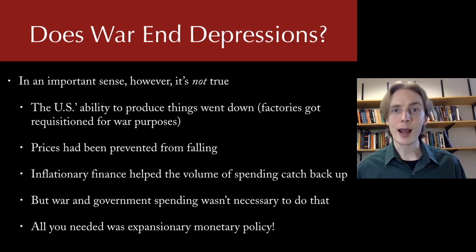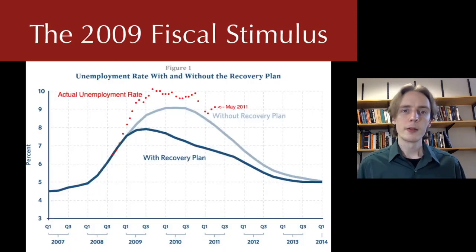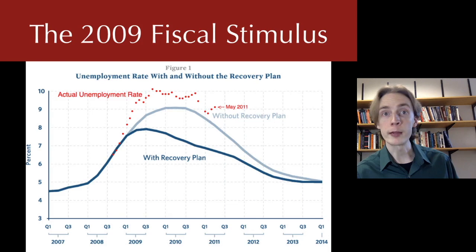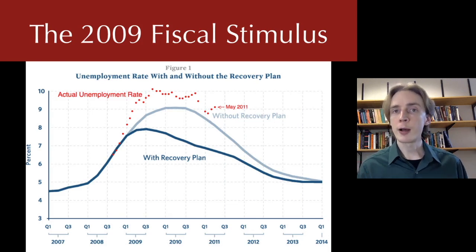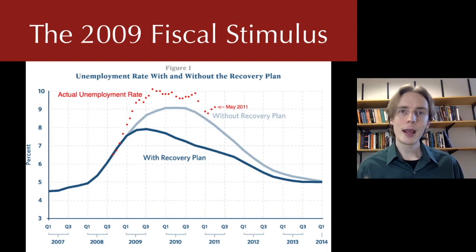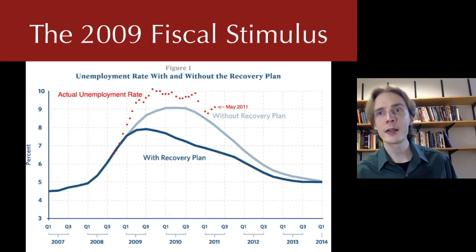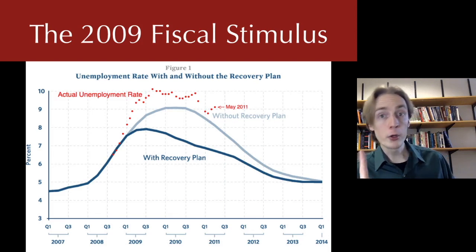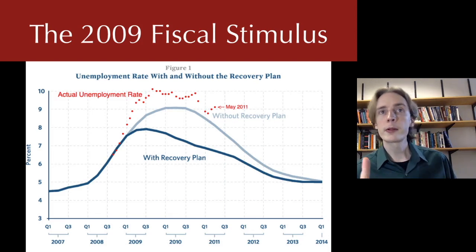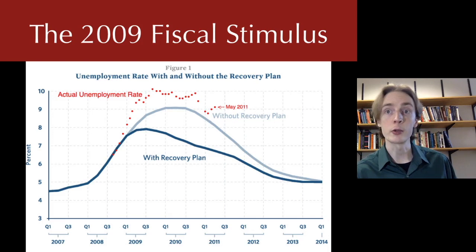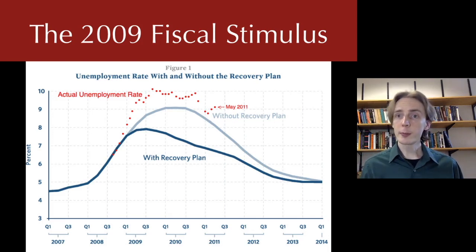So let me give you an example of how not to do fiscal policy. This is a projection of the unemployment rate in 2008, put together by a couple White House economists. And they said that, well, this recession is looking pretty bad. If we don't do a stimulus, unemployment's going to rise to 9%, and then it's going to take until about 2014 to recover. But if we do fiscal policy, unemployment's only going to peak at less than 8%. And then we're going to recover probably in 2012 or 13. So this sounds like a pretty good deal, right?